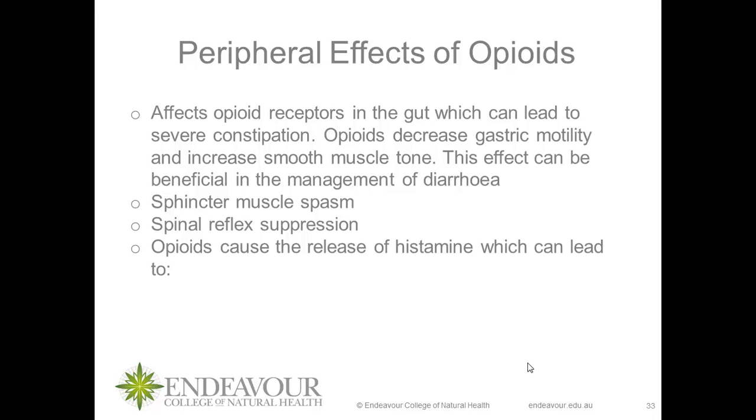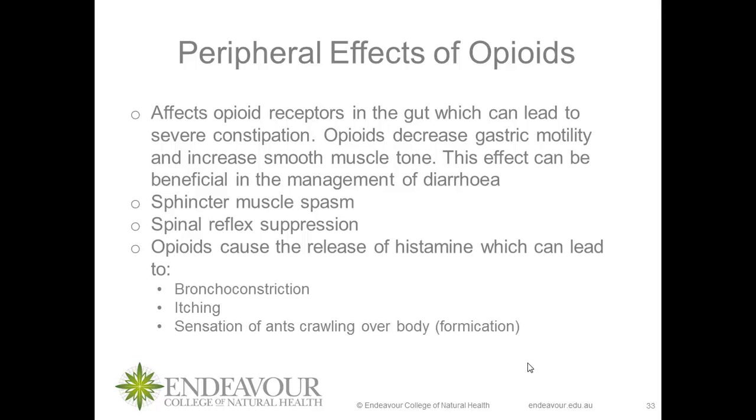Peripherally, opioids can also cause spasm of sphincter muscles. They suppress spinal reflexes. Also, opioids cause the release of histamine, and the effect of that histamine can be to constrict the bronchi, affecting the patency of the airways, including the bronchioles.